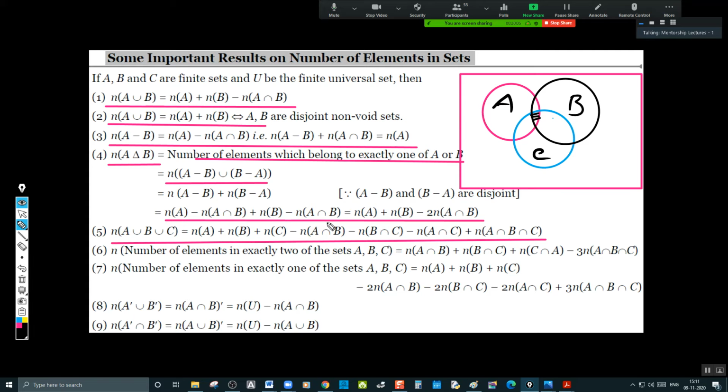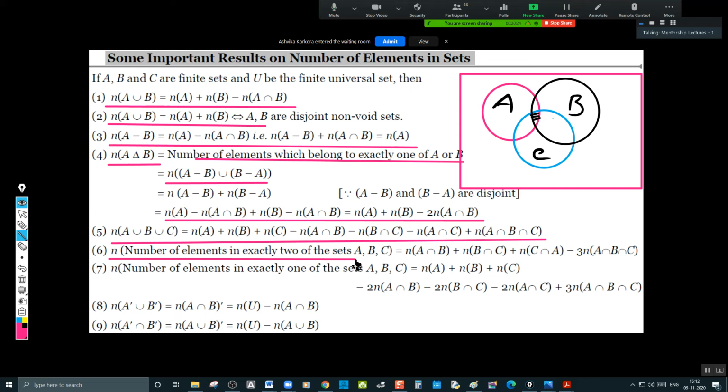That is the reason why we write plus N of A intersection B intersection C. Remember this: N of A union B union C is equal to N of A plus N of B plus N of C minus N of A intersection B minus N of B intersection C minus N of A intersection C plus N of A intersection B intersection C.